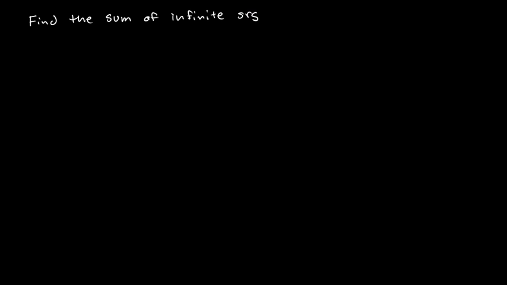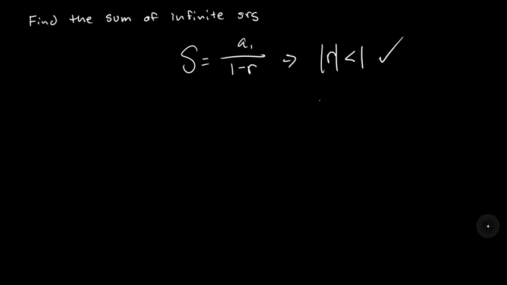And last but not least, you also need to be able to find the sum of an infinite geometric series if it exists. So the formula for that was the sum is a sub 1 over 1 minus r. And you need to pay attention to whether the absolute value of r is less than 1, because that will work. Or if the absolute value is greater than or equal to 1, there will be no sum.